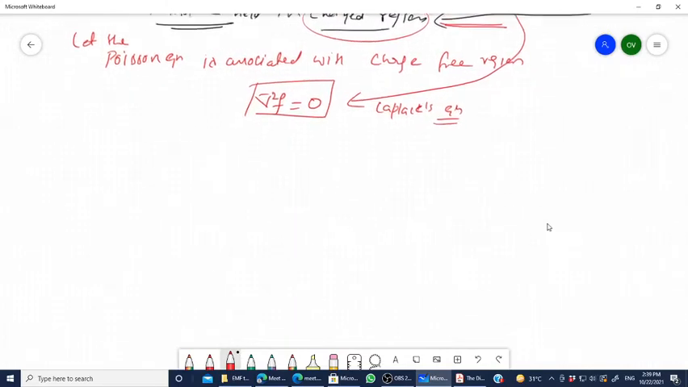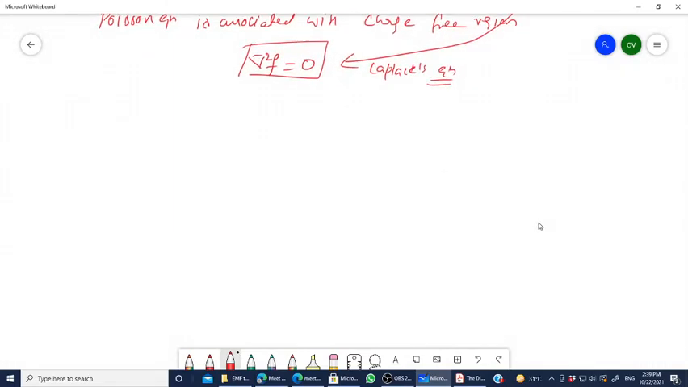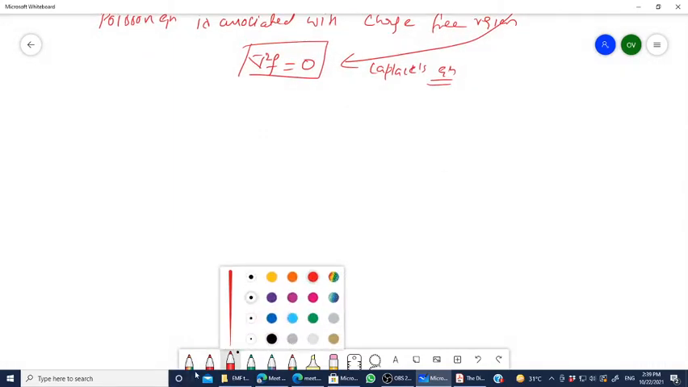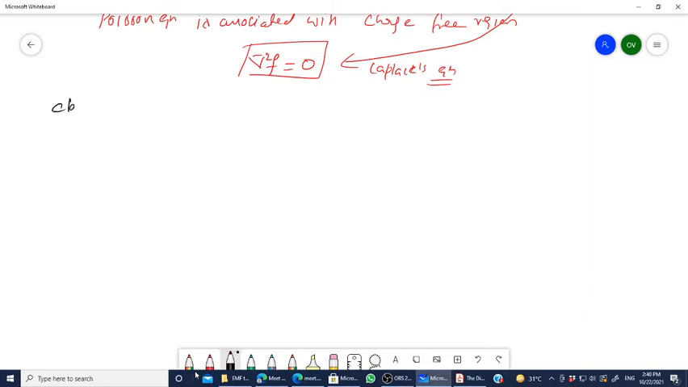Next, the third class, the class 3 field. We are going to define it like this. In the class 3 field, we are going to consider the divergence of the vector field is 0. However, the curl of the vector field is not equal to 0.